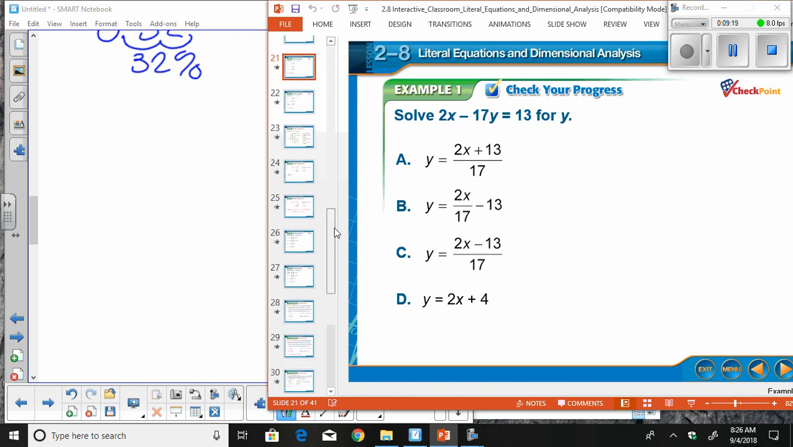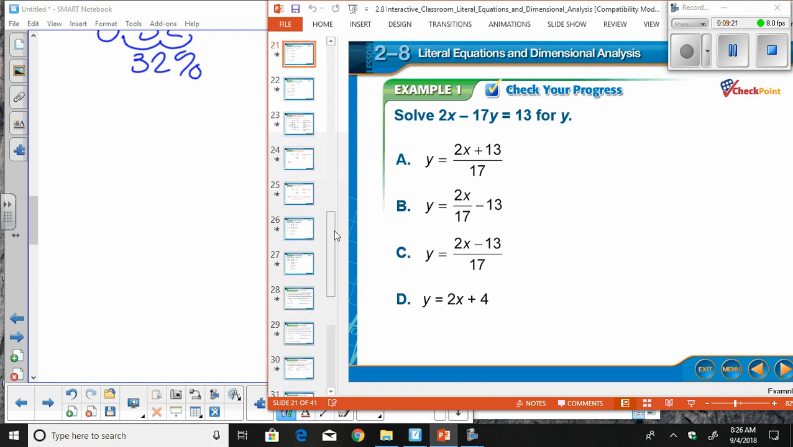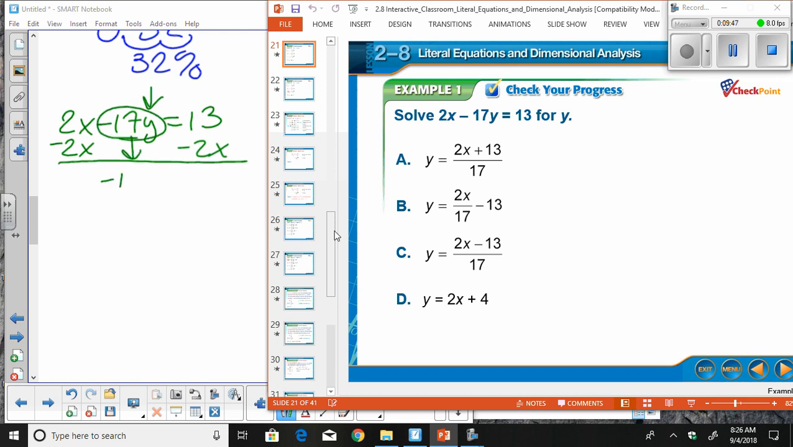Now we want to solve for y. So 2x minus 17y equals 13. So we're solving for y. That means I want to first get any addition and subtraction away. Well, that's going to be the 2x. How do I move the 2x? I do the opposite of a positive 2x, and I subtract 2x. I cannot get an x and a non-x together, so I just bring down my negative 17y equals negative 2x plus 13. Because remember, x and a constant cannot get together.